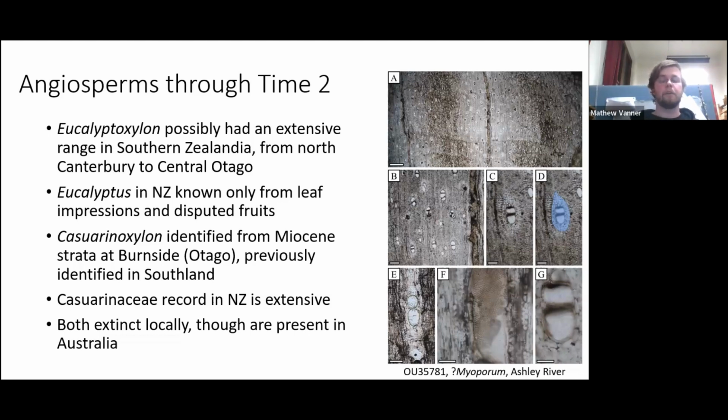Casuarinoxylon was identified from the Burnside quarry here in Dunedin. It's previously been identified from material in Southland. Casuarina and the other Casuarinaceae genera are actually quite well known from New Zealand. We have a huge amount of pollen in the Miocene deposits. It's just one example, as well as seed cones and the like. These two families are both extinct in New Zealand, but are present in Australia and other neighbouring countries.